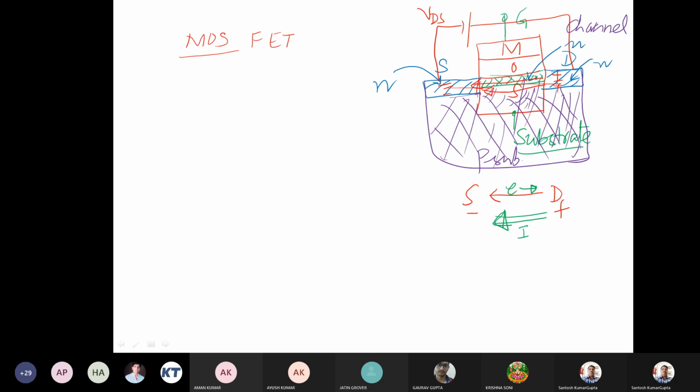There is no problem in such a device because the channel is already there. We don't need to induce the channel here. But we can modulate this channel. How can we modulate it? By applying a suitable gate voltage.